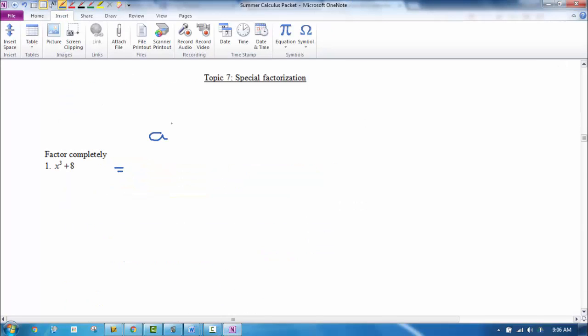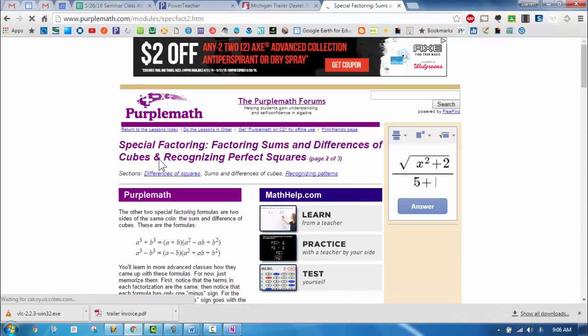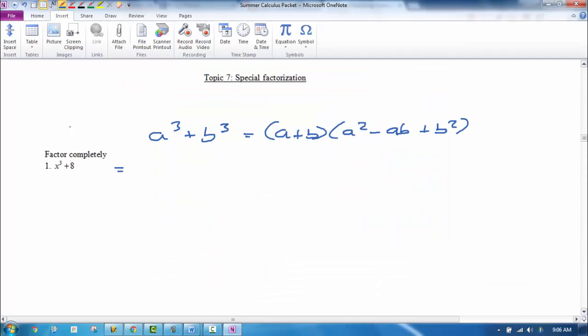It'd be this formula right here. A cubed plus B cubed equals A plus B, which is the linear factor, and then A squared minus AB plus B squared. All right, here we go. I just Googled sum of 2 cubes, so it's right here. So A is X, and then B is, this is really 2 cubed, so B is 2. So A is X and B is 2.